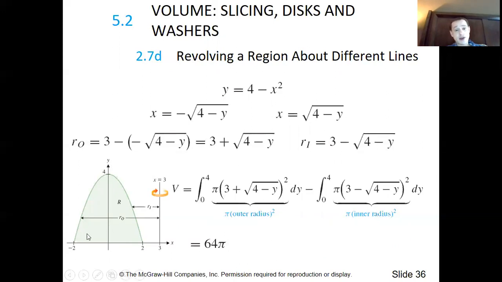However, for the inside radius, that inside radius is the distance from x equals 3 to the right side of this parabola. And on the right side of this parabola, x is positive, which means you're going to use x as the square root of 4 minus y for that.